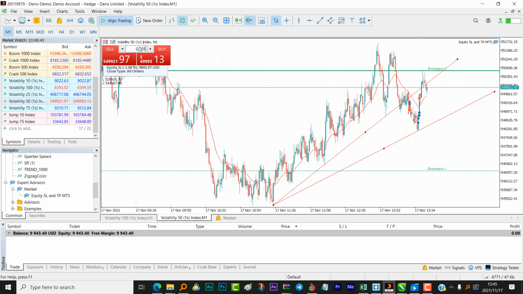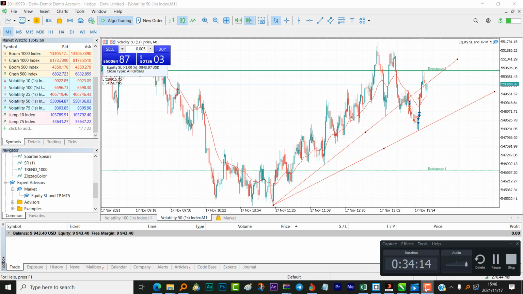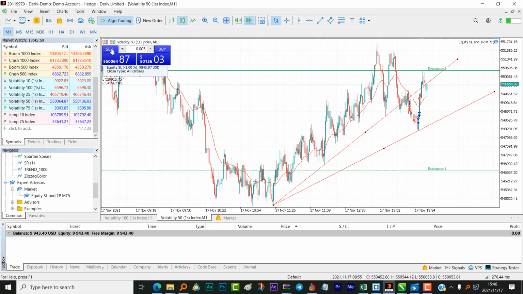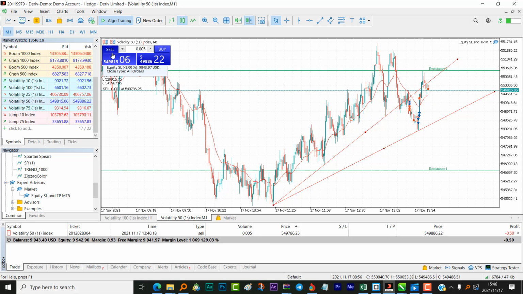All right, so you see here guys, this is 0.0005. This is the minimum that you can place a trade here on volatility 51s. You must understand also that volatility 51s is very, very fast and it can take you out quickly. Okay, so this is what you're gonna do. If you put a sell here, put a sell right there and sell.